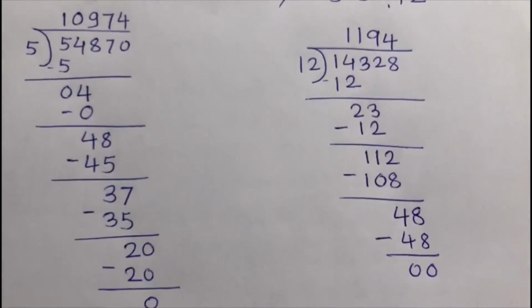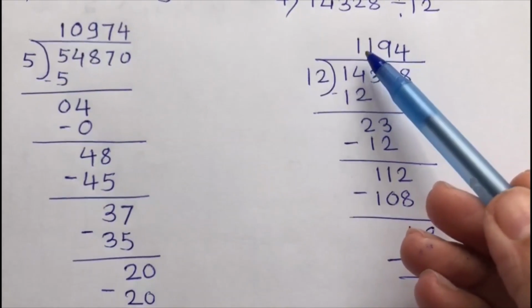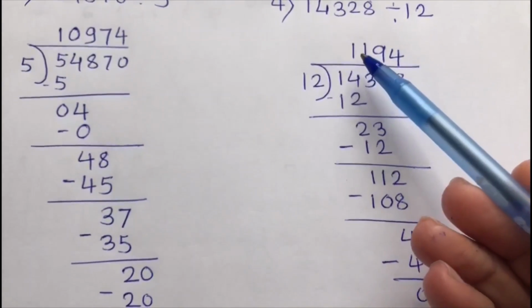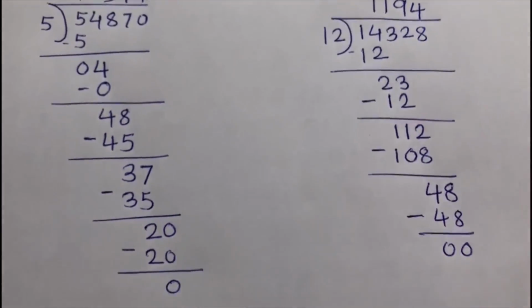So when we divide 14,328 by 12, the answer we get is 1,194.